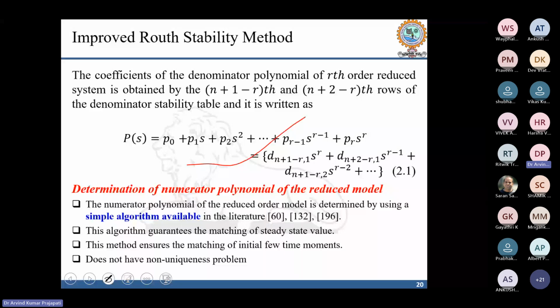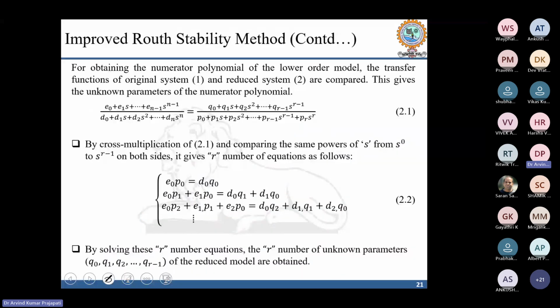So how are we comparing? Here, this is the numerator polynomial of the original system. This is the denominator polynomial of the original system, which are known. And next is this one. This is the transfer function with the characteristic polynomial of the reduced model, and this is also known, which we have calculated by using the route stability method. So the numerator we are going to calculate by using the comparison method.